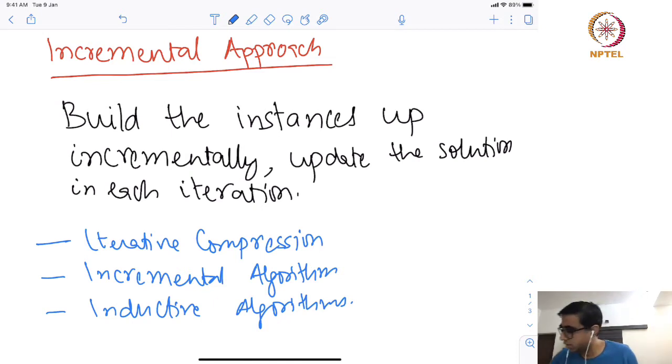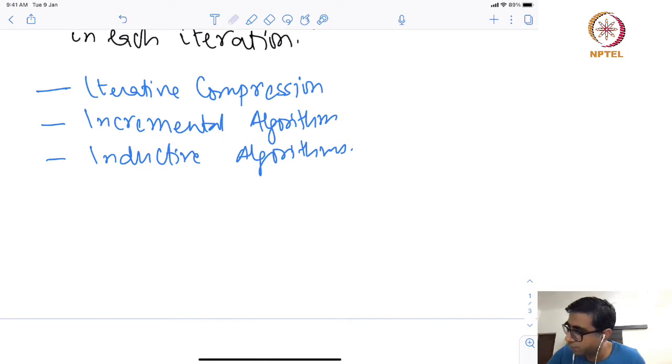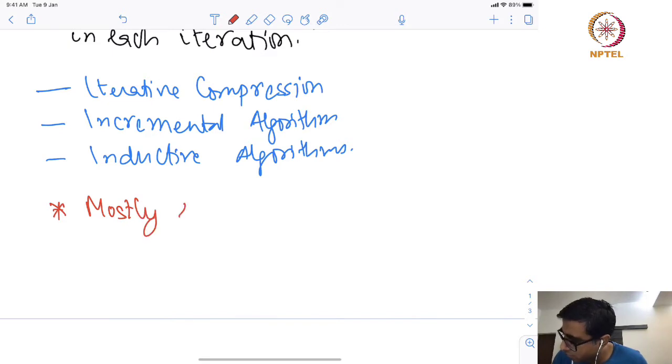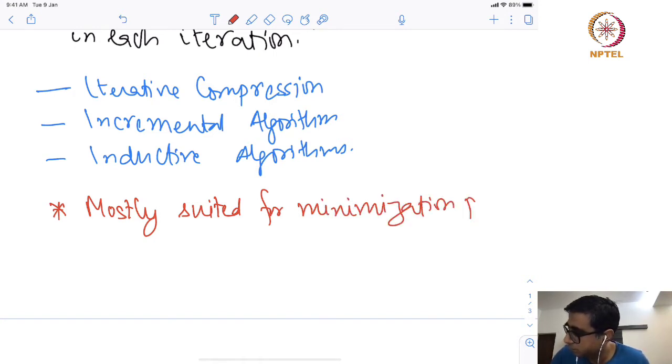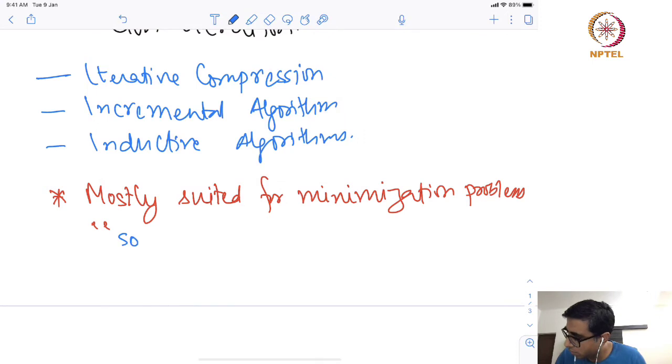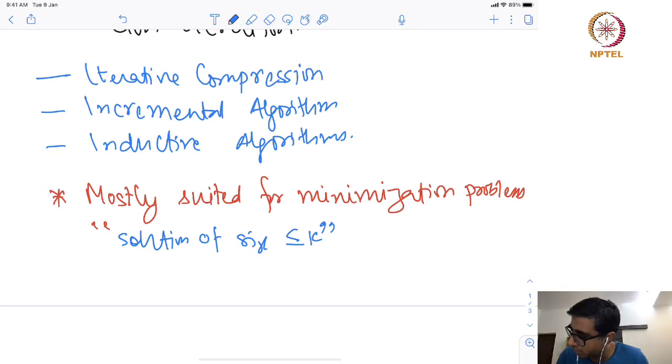This paradigm is mostly suited for minimization problems. So, what are minimization problems? Basically, where you ask for a solution of size at most k. In our language, this is what minimization problems are.